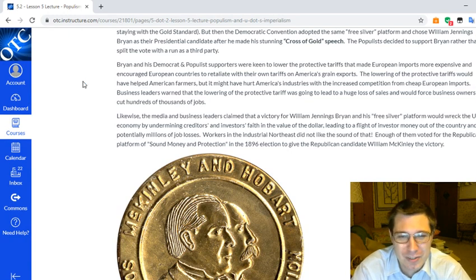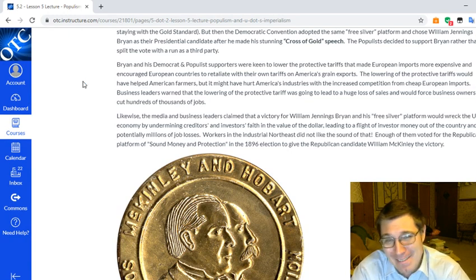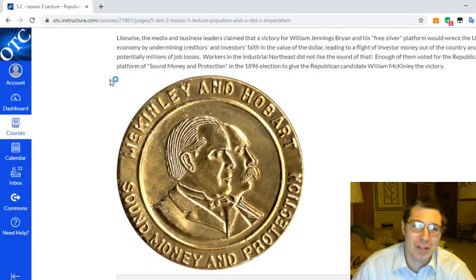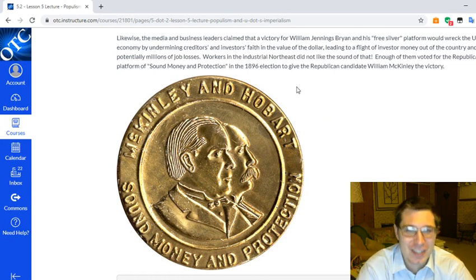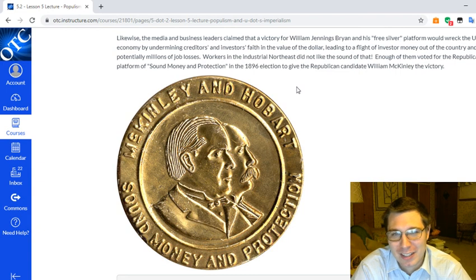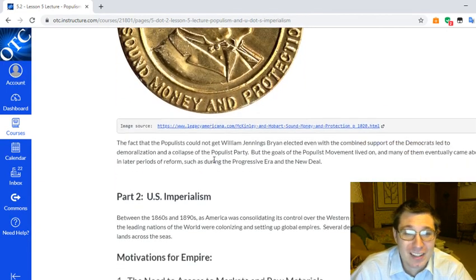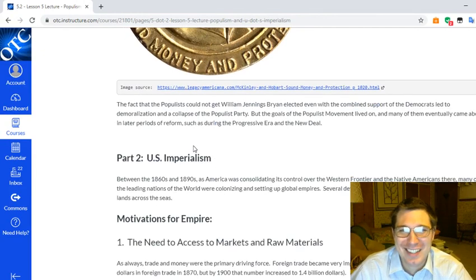Workers in the industrial Northeast did not like the sound of that, so enough of them voted for the Republican platform of sound money and protection, as you see on this coin here, in the 1896 election to give the Republican candidate William McKinley the victory. Right here, this guy. The fact that the populists could not get William Jennings Bryan elected, even with the combined support of the Democrats, led to demoralization and a collapse of the Populist Party.